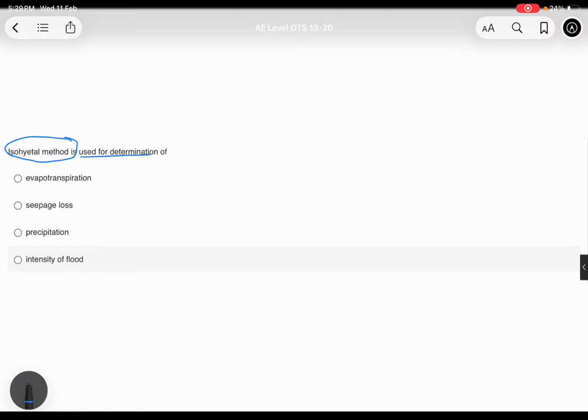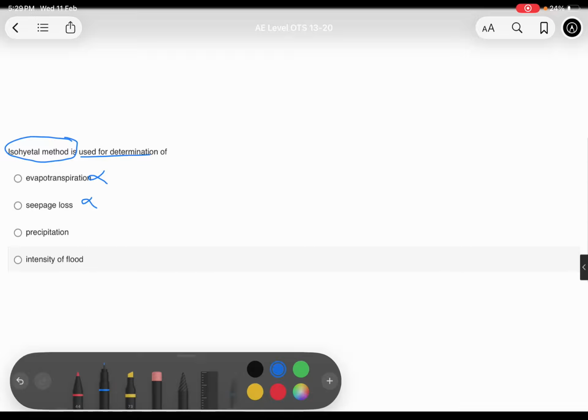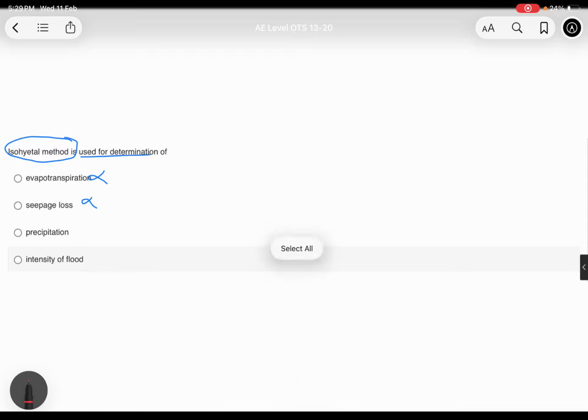Isohyetal method is used to determine evaporation, evapotranspiration, seepage loss, and precipitation and intensity of flood. The isohyetal method is used for the precipitation.